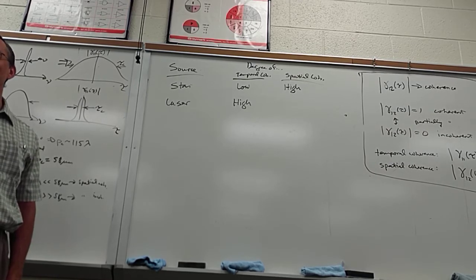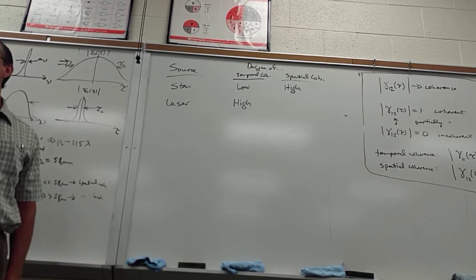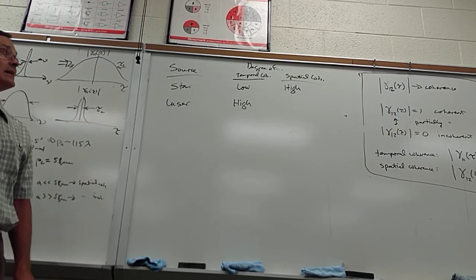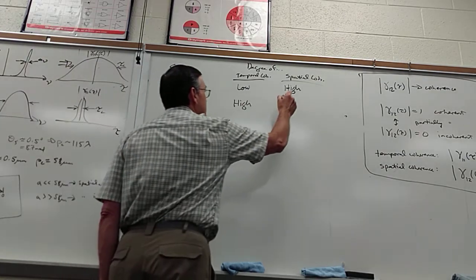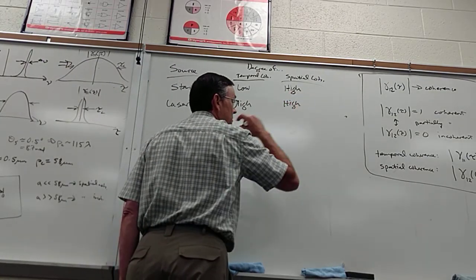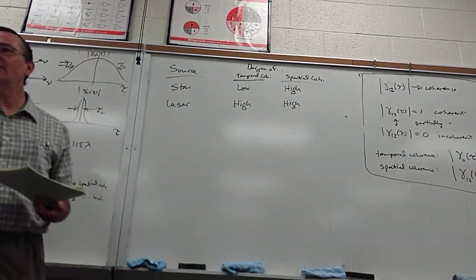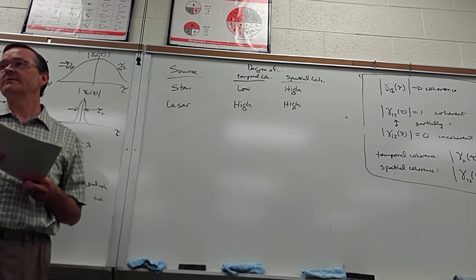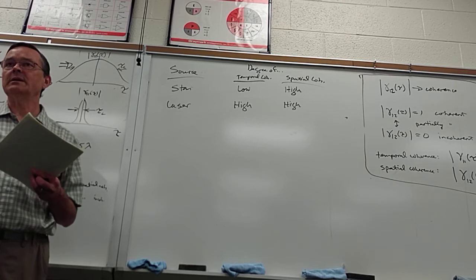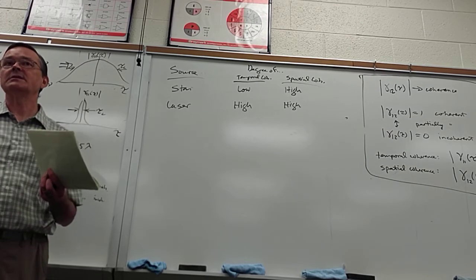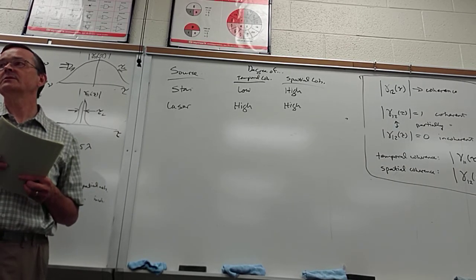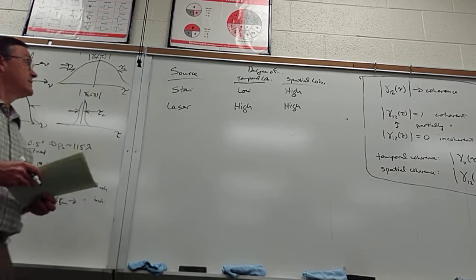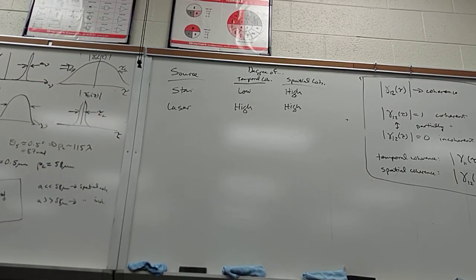So it turns out the laser is a special case. And the laser will have a very high degree of spatial coherence. And the reason is just how the light is generated. And so you just get a lot of coherence. You end up with a Gaussian beam, and the Gaussian beam is temporally coherent. So you get a high degree of coherence on both counts.